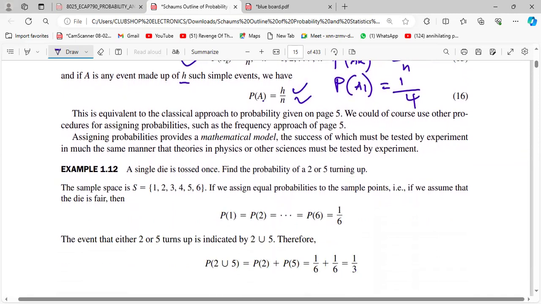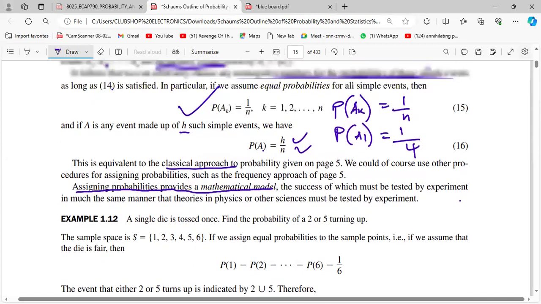Okay? They're saying this is equivalent to the approach we already have. So we're saying assigning probabilities provides a mathematical model, which must be tested by experiment in much the same manner that theories in any other science must be. All right.